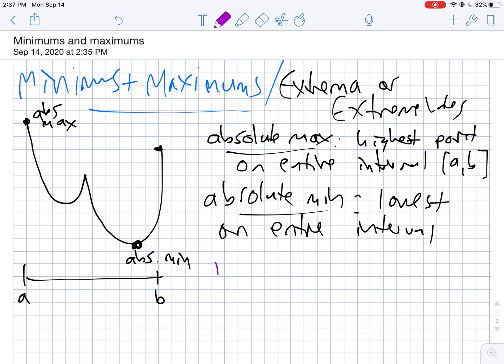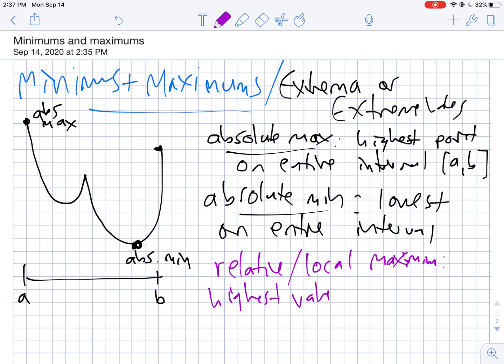For now, we're going to talk about something called a relative or a local maximum. We have a relative or local maximum at a point if it is the highest value of all points nearby. What that means is if you looked in a small neighborhood to the right and to the left, that would be the highest point. For example, right at the top of the crack, this is our relative max, because if we look either to the right or left a little bit, it goes down on both sides.